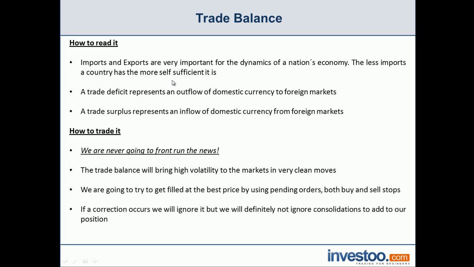So we are going to use pending orders, but if a correction occurs, we will ignore it because of the momentum of the trade. We will not ignore consolidations to our position though. So if we get filled on the short side, for example, and we get a correction back to our initial levels, we are going to ignore it. But if price continues to drop and then starts to consolidate because of initial profit taking, we are going to trade that consolidation and add to our position only if we are far enough from our targets.